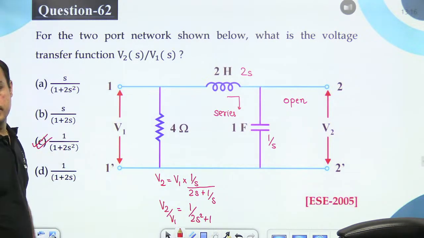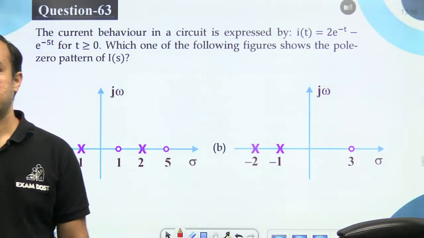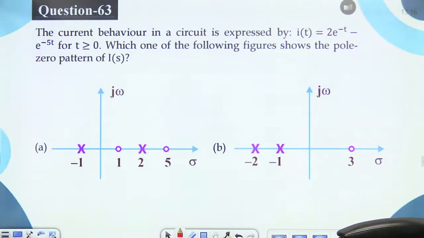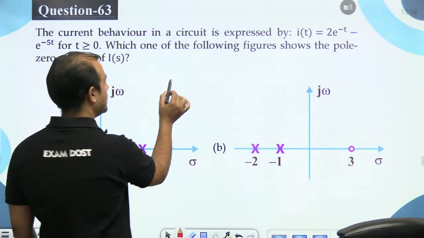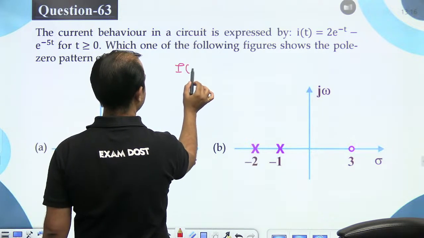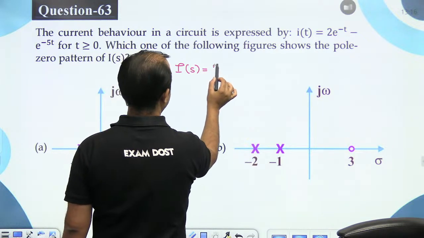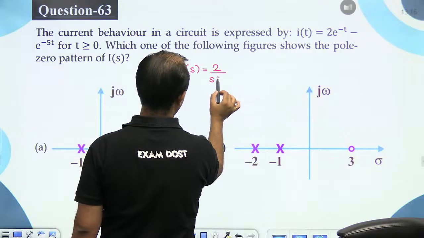See. Okay, simple. The current behavior in a circuit is expressed like this: 2 e to the power minus t minus e to the power minus 5t. Pole zero pattern. Again, beta, very easy. Take the Laplace. Just take the Laplace.